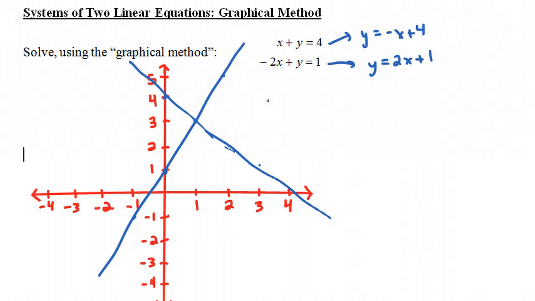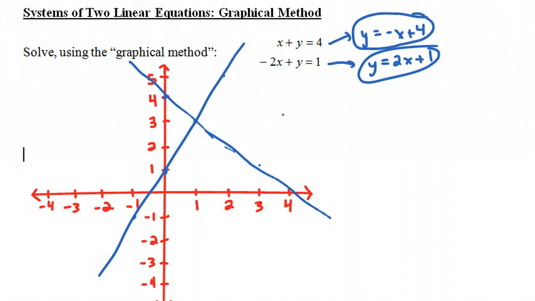Now we've graphed both these equations. What does it mean to say that we've graphed them? Well, for y equals 2x plus 1, there's a whole bunch of points on this line. All of those points are ordered pairs that would make y equals 2x plus 1 true. All of the points on this line are ordered pairs that would make y equals negative x plus 4 true. That's what it means to graph an equation.